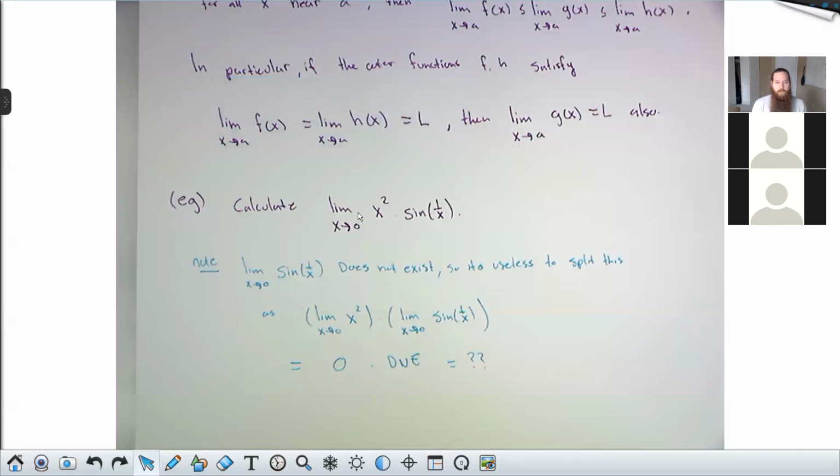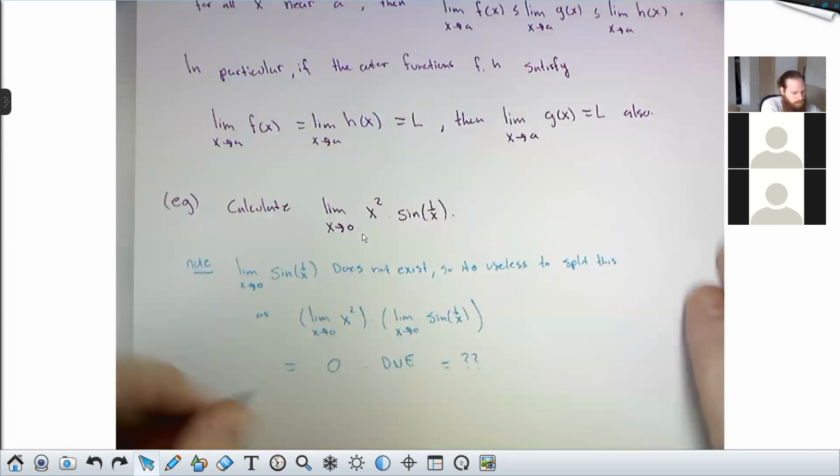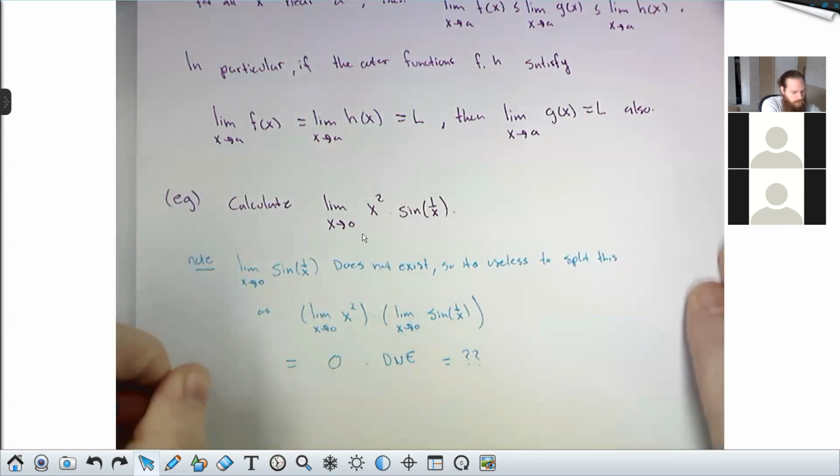So from the graph, we think this limit is 0. From the graph, this limit appears to be 0. Despite the quick oscillations from this guy, it looks like this guy might drag the whole thing to 0 as x goes to 0. So what we're going to do is use the squeeze theorem.